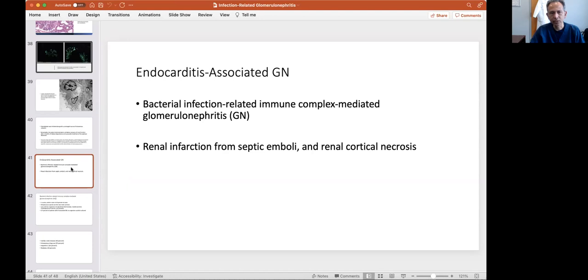So endocarditis associated GN. This is a bacterial infection-related immune complex mediated GN. And a patient who has endocarditis and renal failure could have it because of this GN, or it could be because of septic emboli or renal cortical necrosis. Next slide.